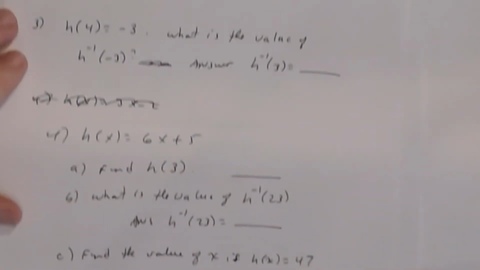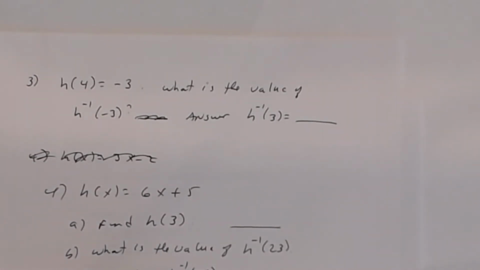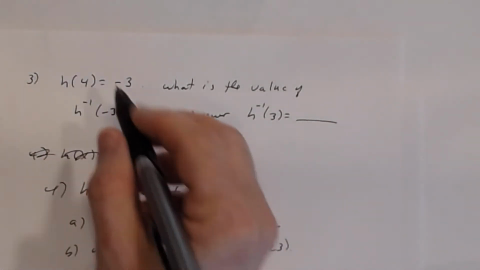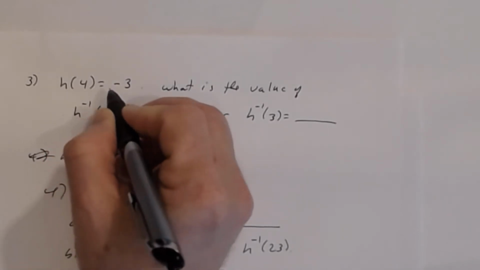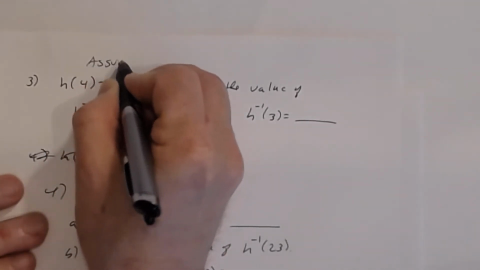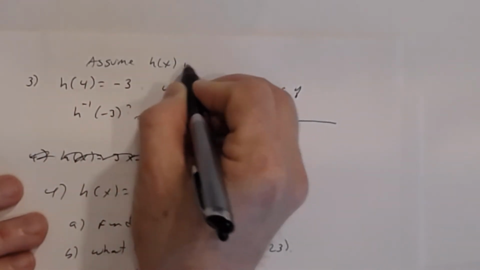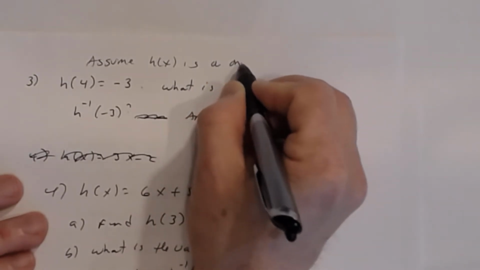Now let's look at number 3. In number 3, first of all, it didn't say it here, but assume h of x is a one-to-one function.